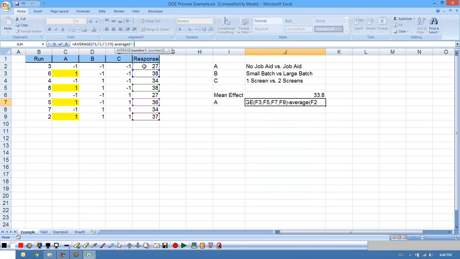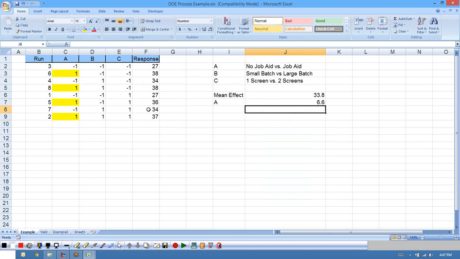So it's this one, this one, this one, and this one. And that tells me the effect of A. In this case, the effect of A, going from minus, that is no job aid, to using a job aid, is a throughput of 6.6. So using a job aid actually improves my daily throughput by 6.6 charts. Okay? That's what it is. And hopefully that makes some sense.